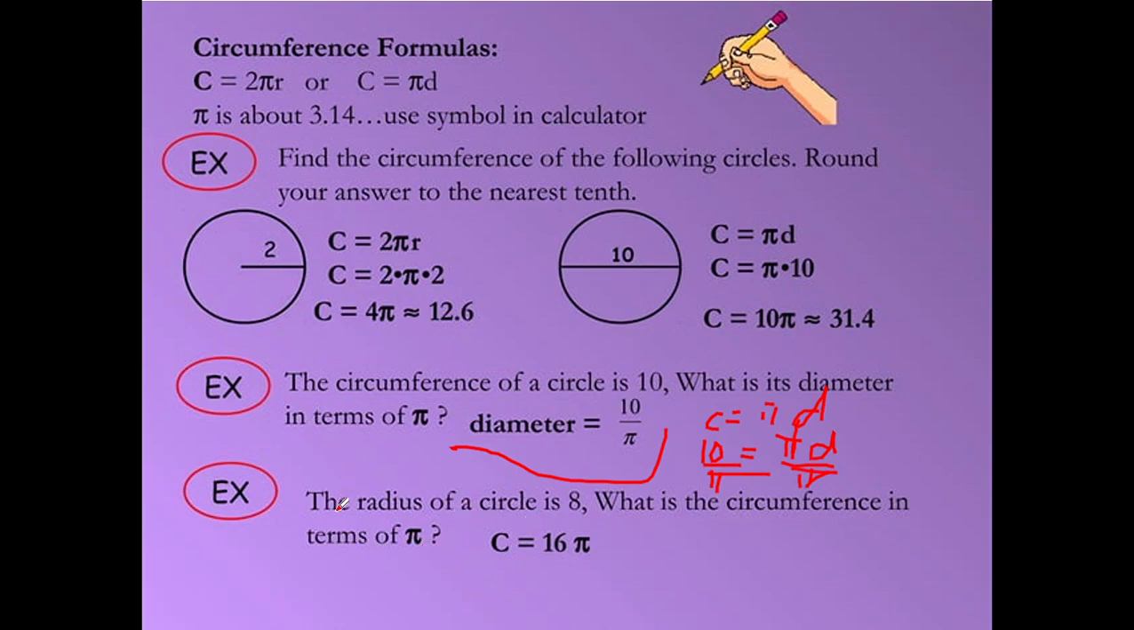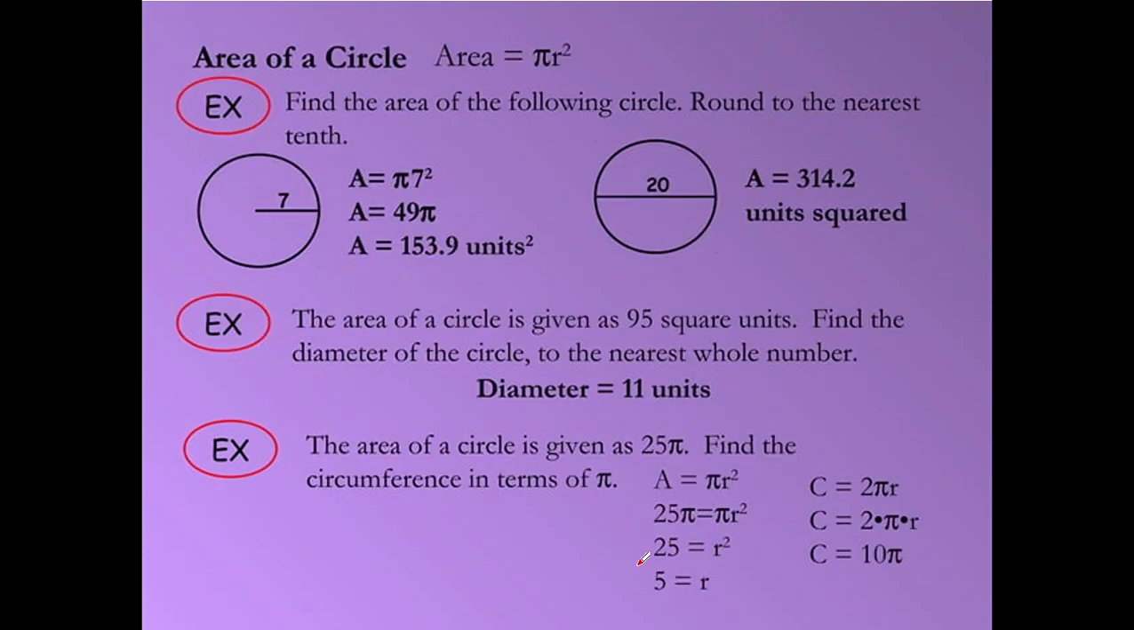Number 3, the third example: the radius of a circle is 8. What is the circumference in terms of pi? So, radius is 8. 2 times 8 is 16. That's why we get C is equal to 16 pi. Now, we are actually done with the circumference of the circle. Now, let's proceed to the area of the circle.